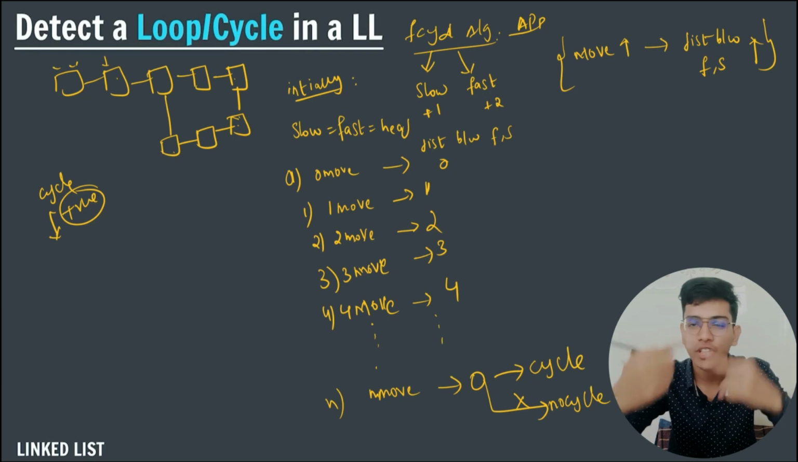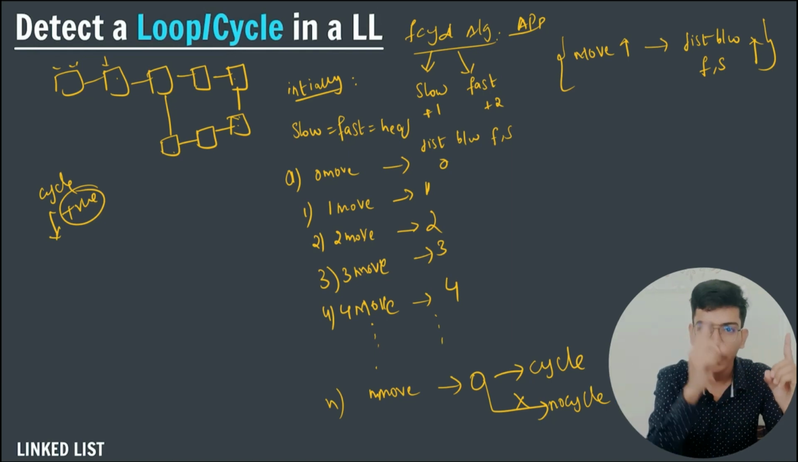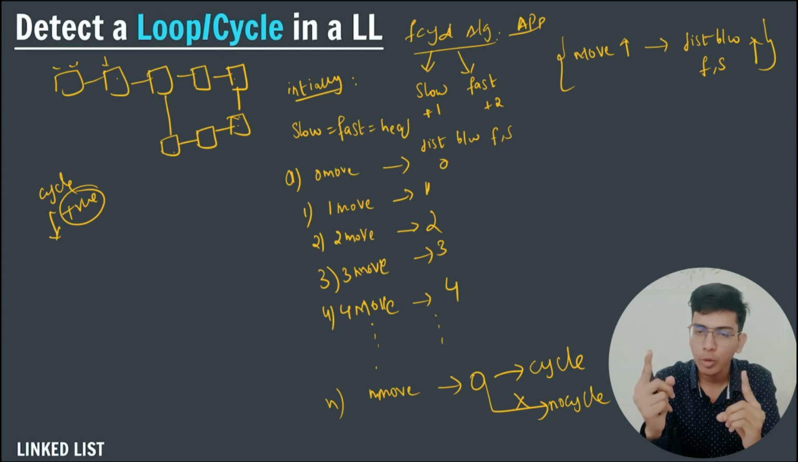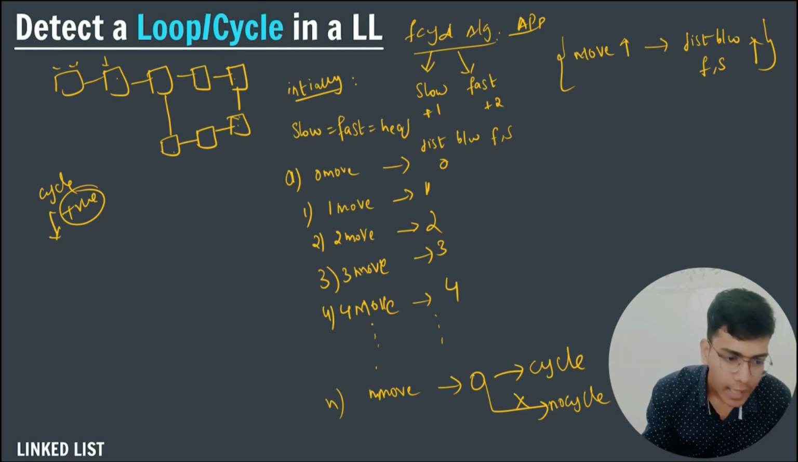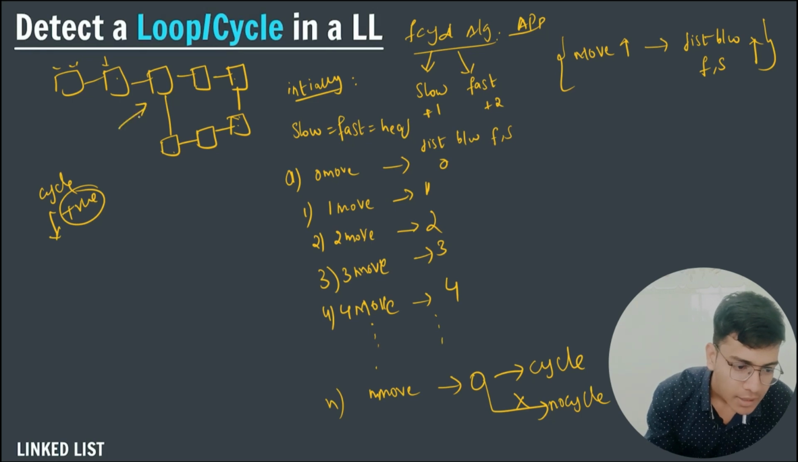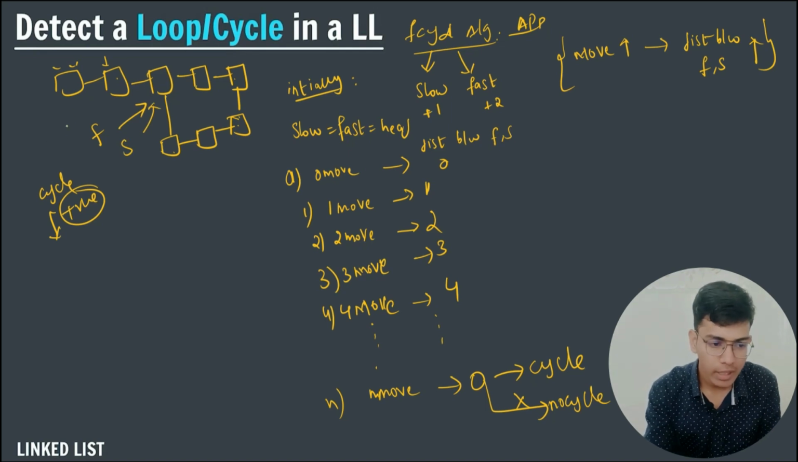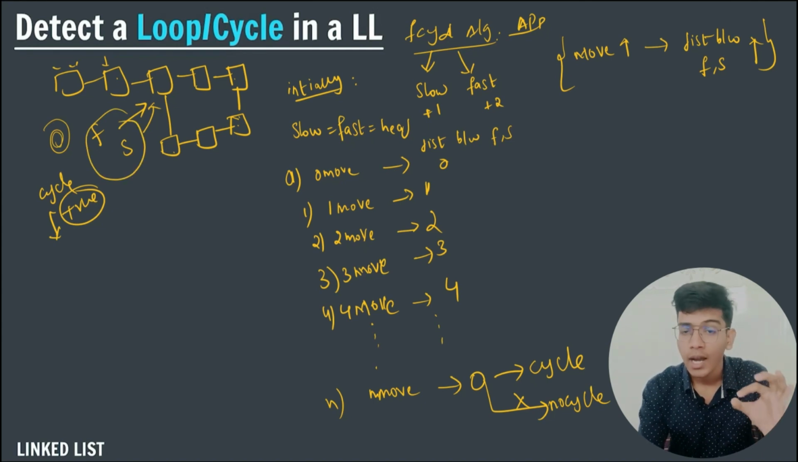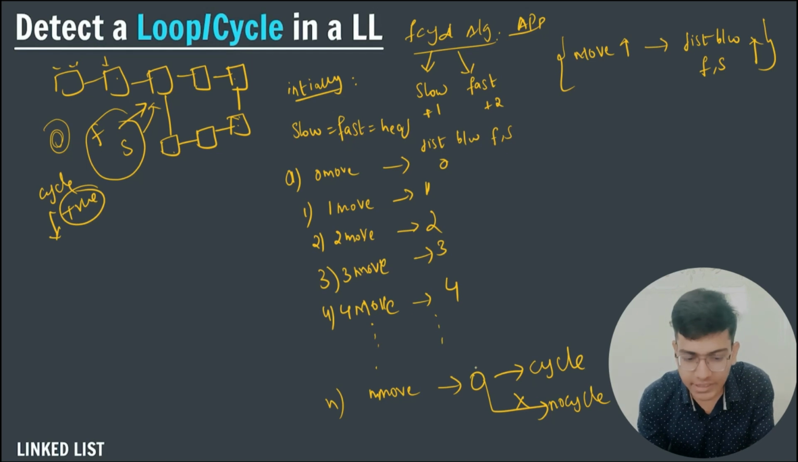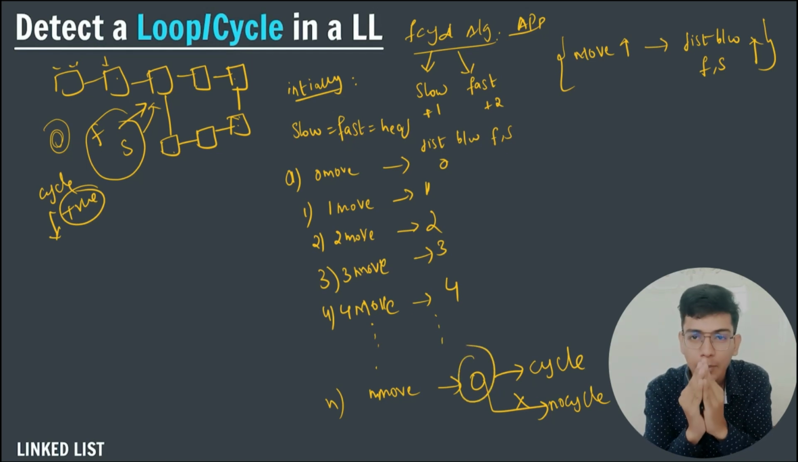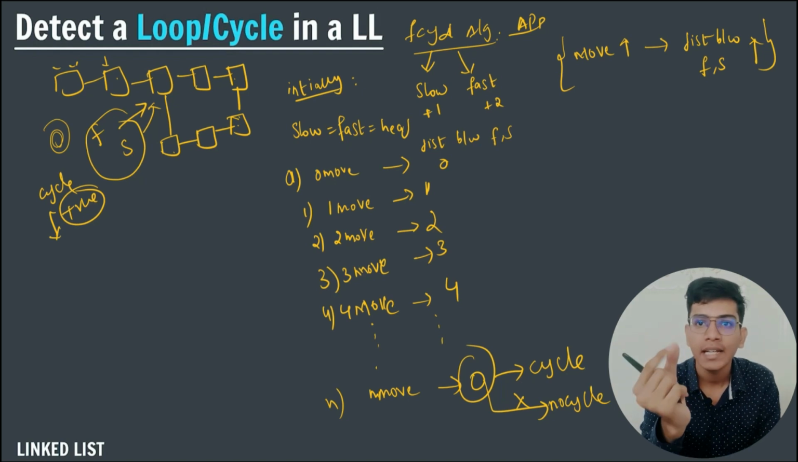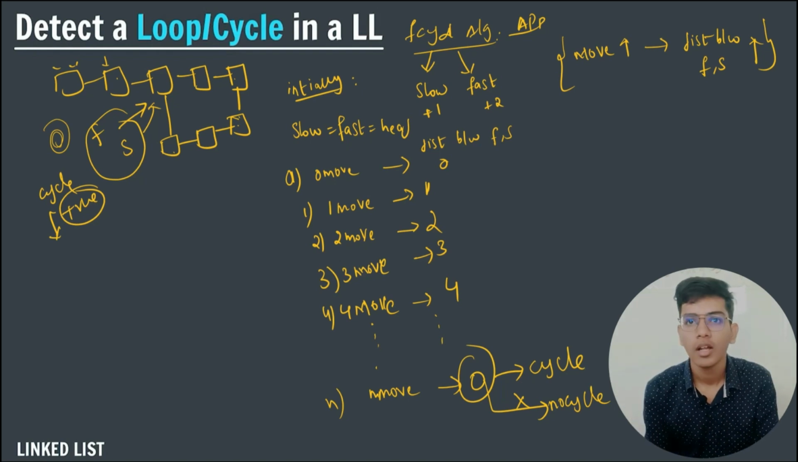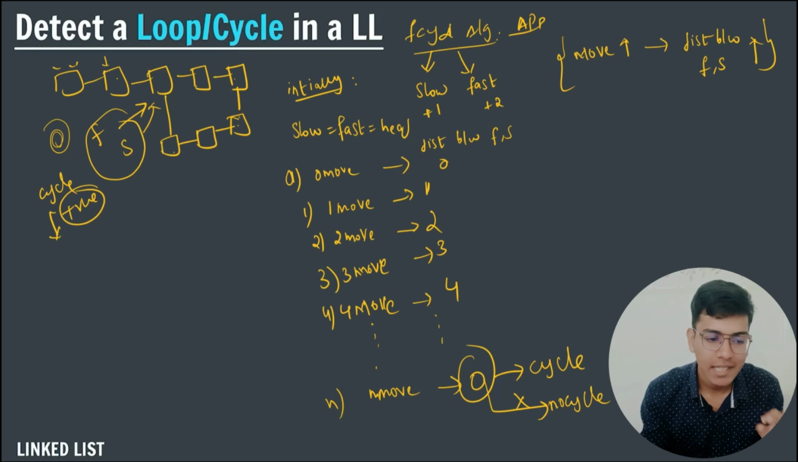So after n moves, these pointers will move. This is my slow pointer, this is my fast pointer. It will move one step, it will move two steps. This moving will continue until the distance between the fast and the slow becomes 0. After n moves, the loop will continue, and fast and slow will meet at a place. At that point, the distance between the fast and the slow will become 0. If it is 0, then a cycle exists in my linked list, or else it doesn't exist. As simple as that. So this is the main logic here.